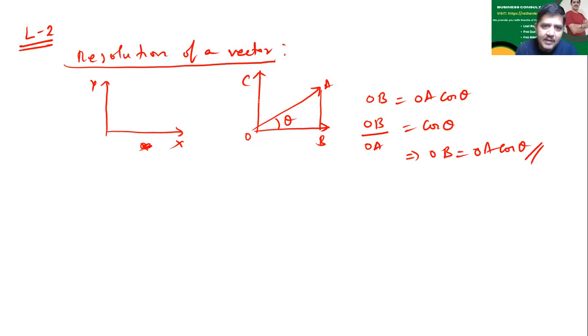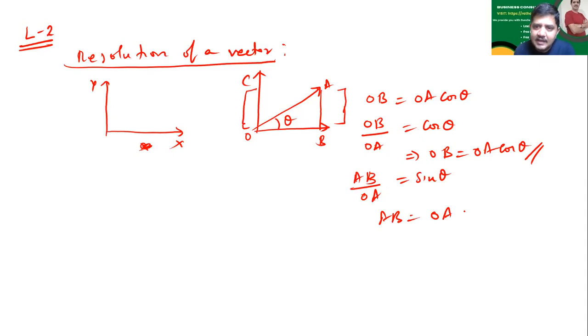And then similarly, if I want this side over here, that is the contribution due to the y-axis, then what do I do? I take up this triangle once again, and I want AB here. See, this length is equivalent to AB, right? So I will write AB divided by OA, opposite side by hypotenuse, is equal to sine theta. We already learned about this. So AB should be equal to OA sine theta.